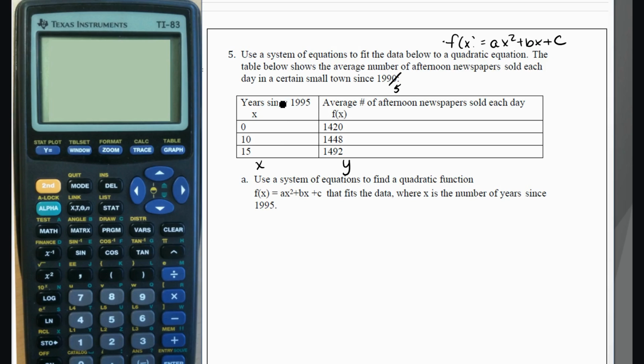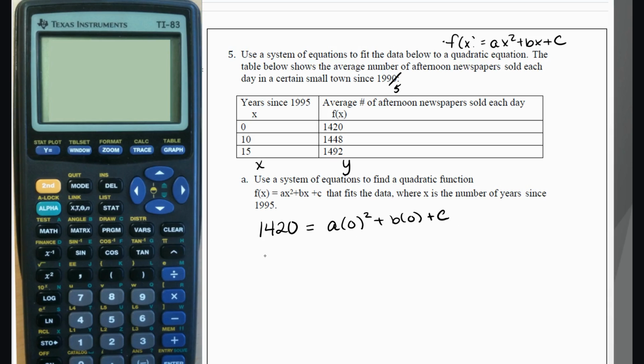Okay, so we've got our year since 1995, so 0 would be 1995, and then the average number of newspapers sold each day. Those are going to be our y's, our f of x's, and we're going to plug those in for f of x, and we're going to plug this in for x, and we'll get 3 equations. So our first equation for f of x, we're going to plug in 1420, and then for x, we'll plug in 0. So we'll have a times 0 squared plus b times 0 plus c.